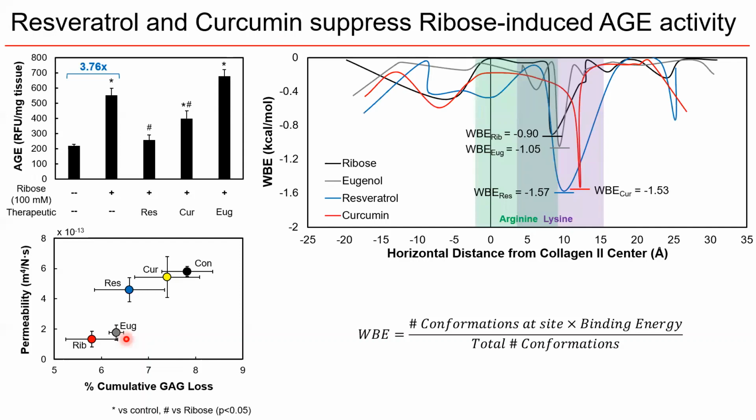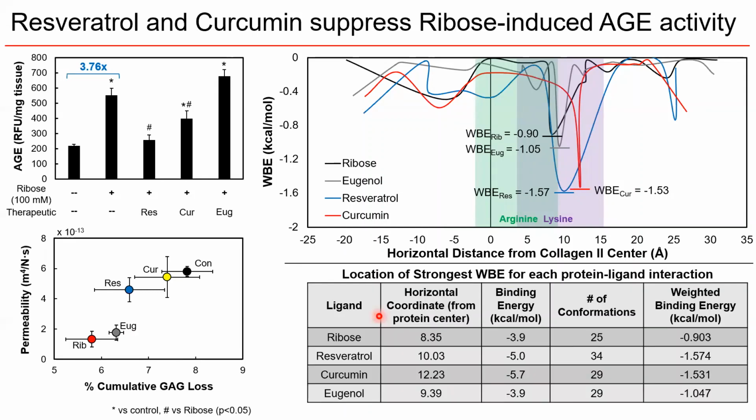We then used in silico blind docking simulations to determine the strength and locations of binding interactions between each of the 3 drugs and a type 2 collagen fragment. For each location, we multiplied the binding energy by the number of conformations and then divided by the total number of conformations possible along the entire length of a collagen 2 fragment to obtain a weighted binding energy, or WBE.